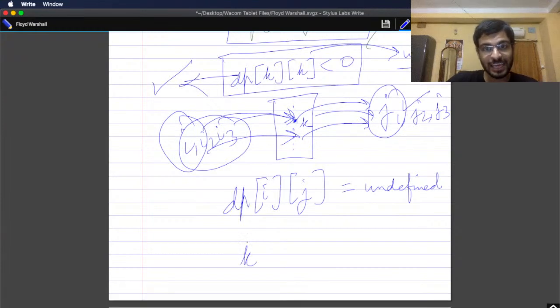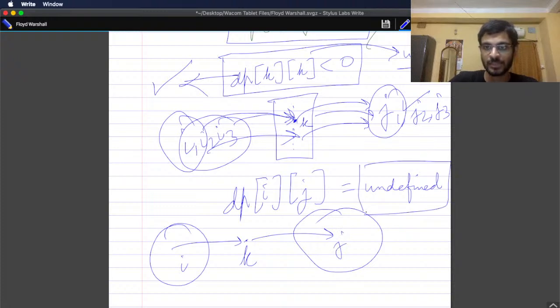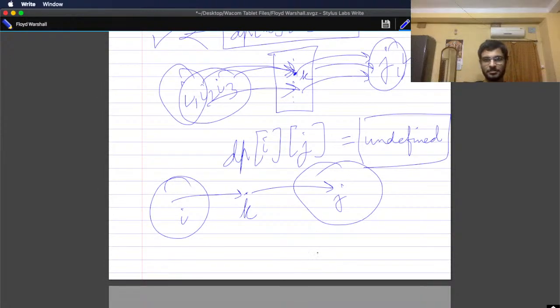So for a certain k, you are saying that find out all the things that are leading to it, and find out all the things that it is leading to. So whatever i is there, whatever j is there, for that this is going to hold. Make sense? Great.